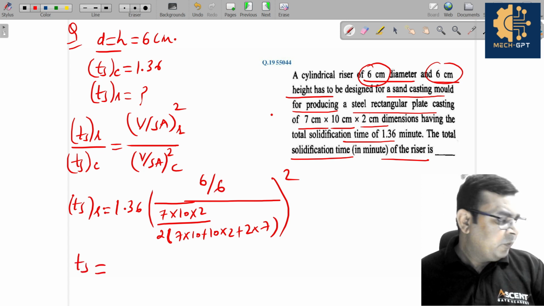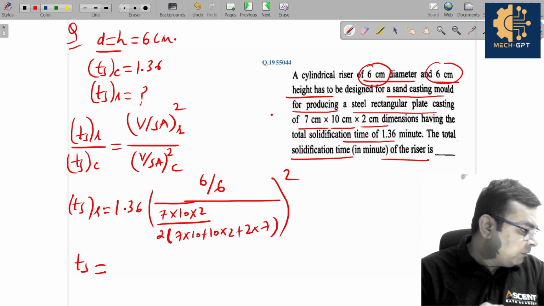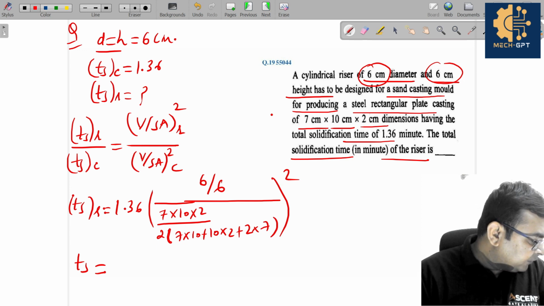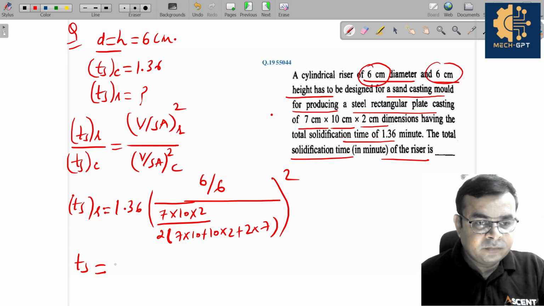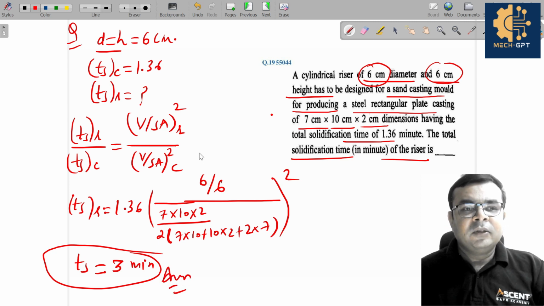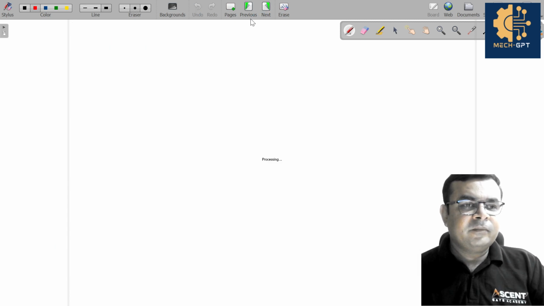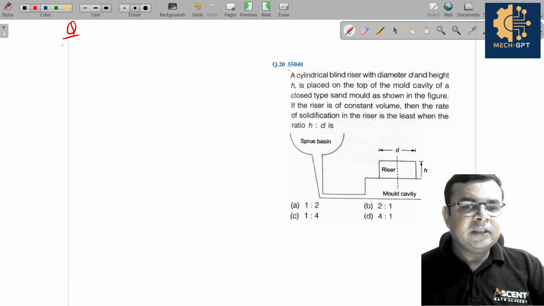After simplifying this, here we get say 3 minutes. So you just calculate, I am not calculating this value. After calculating this, you will definitely get this answer. Okay, so let's see another question.